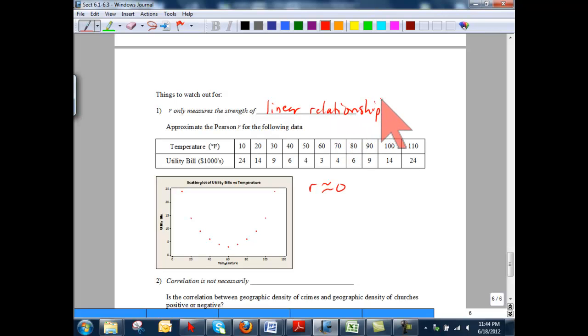The graph, R is measuring how closely the graph clings to or follows a line. These points follow a curve, a parabola in fact, but in terms of a linear relationship they're not very related, and so R is small in size.